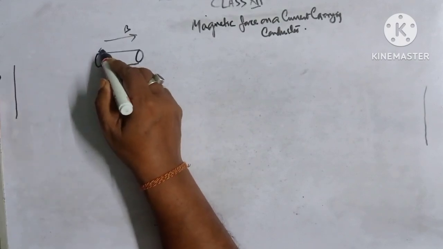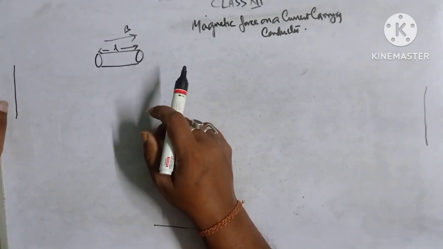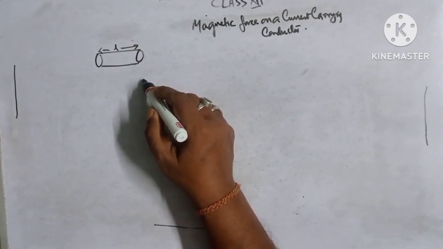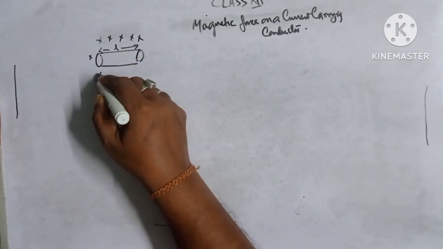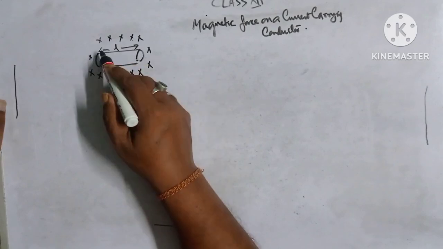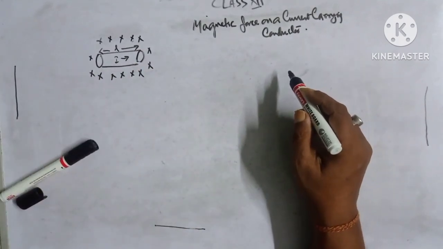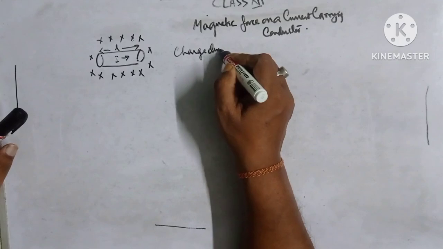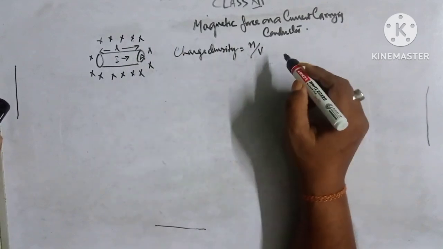The conductor is of length L. Let us take that this is kept in a magnetic field, directed into the plane of the paper. This conductor, of length L, has current I flowing through it, because it is a current carrying conductor. Let us take the charge density equal to n per unit volume, and cross sectional area A.